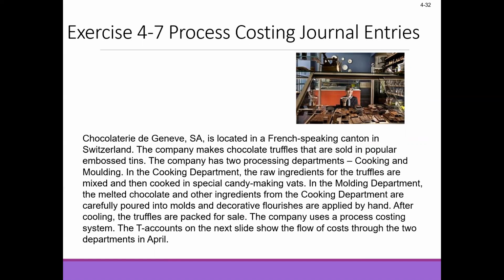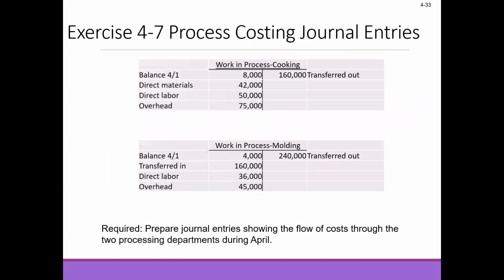In the molding department, the melted chocolate and other ingredients from the cooking department are carefully poured into molds and decorative flourishes are applied by hand. After cooling, the truffles are packed for sale. The company uses a process costing system. The T accounts on the next slide show the flow of costs through the two departments in April.